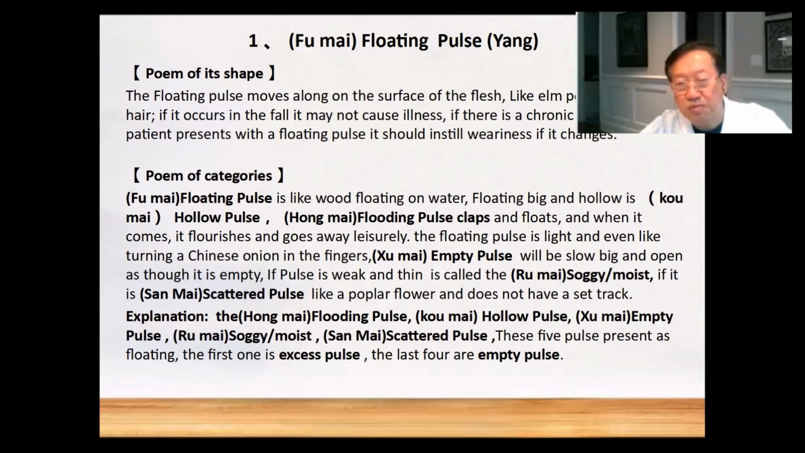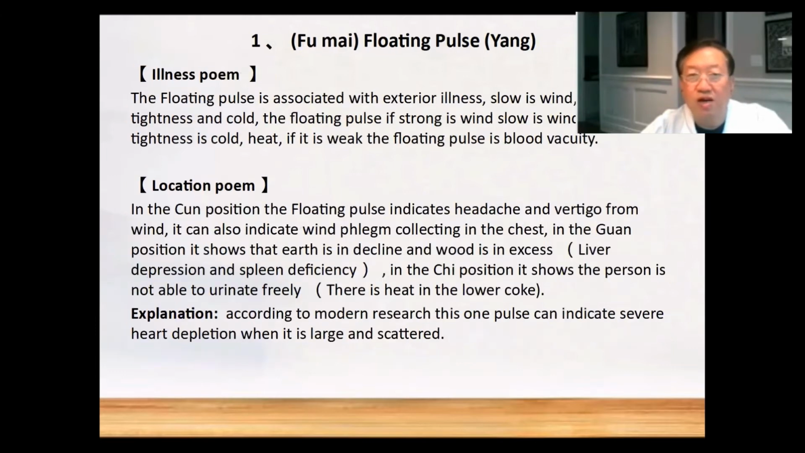The first one is an excess pulse. The last 4 are empty pulses. Illness poem. The floating pulse is associated with exterior illness. Slow is wind, fast is tightness and cold. The floating pulse, if strong, is wind, fast is heat. Tightness is cold. If it is weak, the floating pulse is blood vacuity.